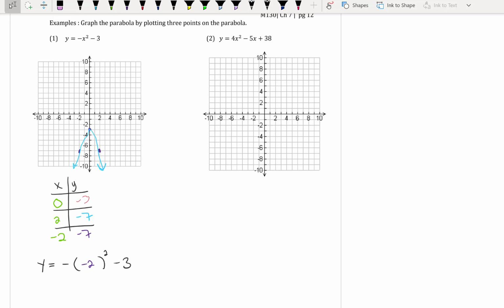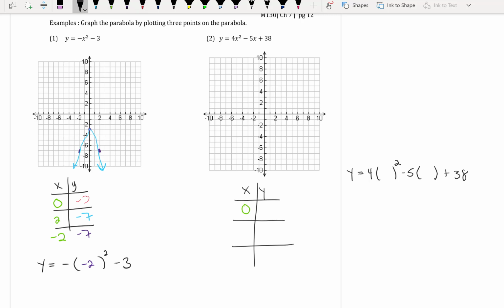Now I'm going to do the exact same thing for number 2. So I'm going to have some values that I'm going to plug in for my x and y. And like I said, 0 is always a good number to try. Let's see what happens when I plug in a 0. So here I have y is equal to 4x squared minus 5x plus 38. So the first thing I'm going to plug in is a 0.